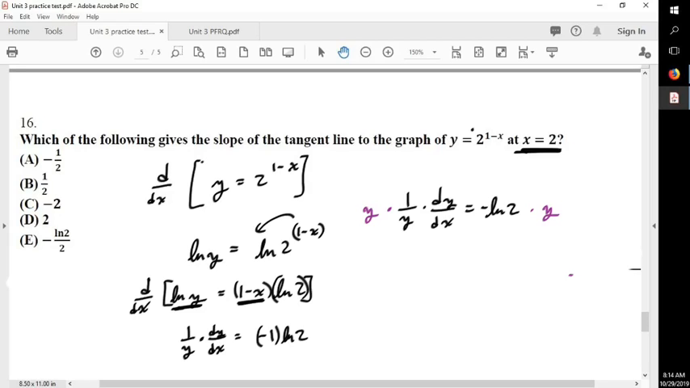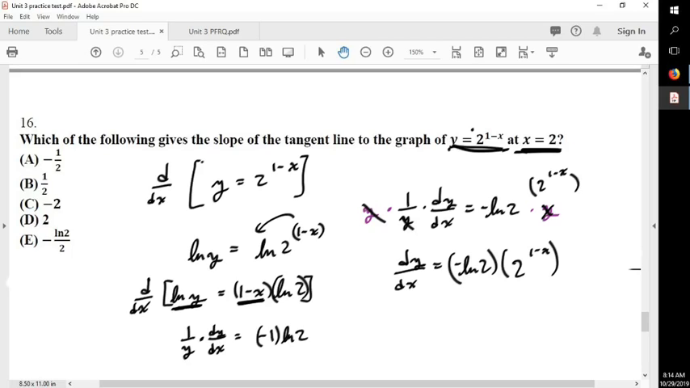And what do I get when I do that? What is y, by the way? Do you guys know what y is? These will cancel out. I'm left with dy dx over here. And on this side, I know what y equals. y equals 2 raised to the 1 minus x. It says right here. So then I write, negative natural log of 2 times 2 to the 1 minus x.